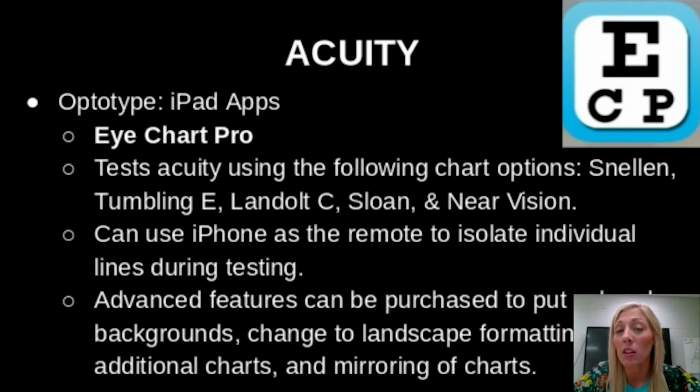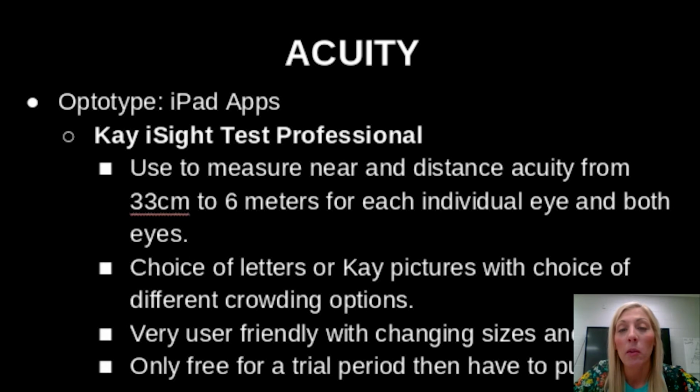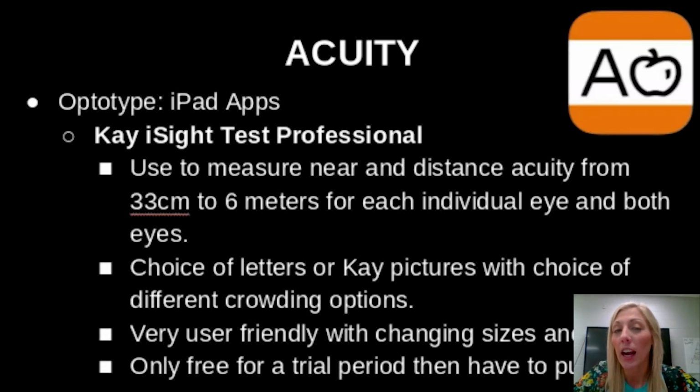And a lot of these, you can use the iPhone as a remote. And then they do have other advanced features, like you can change the colored backgrounds, you can change the landscape formatting, you can add additional charts on it. Another one that we've used is the K Eyesight Test Professional, and this uses the choice of letters or the K pictures, and you can change the crowding as well. So you can do 50%, 25%, and this is very user-friendly with changing the sizes and charts on it, but it is free only for the first initial trial period, and then you do have to purchase it.